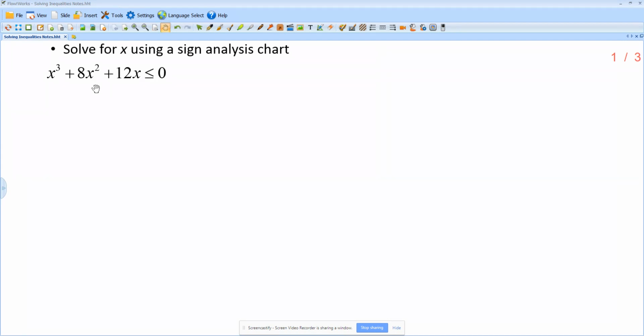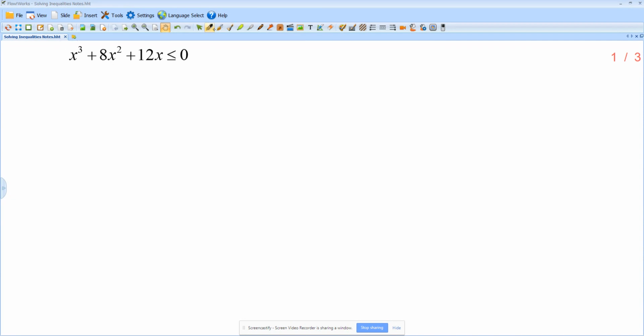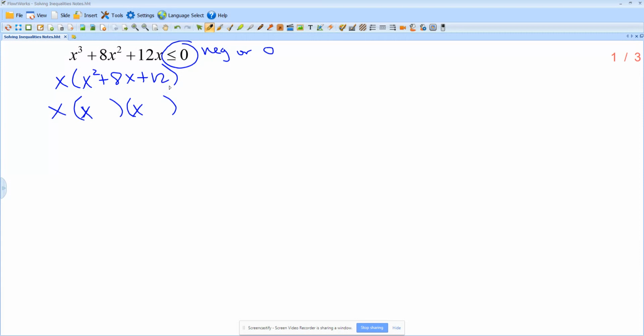x cubed plus 8x squared plus 12x is less than or equal to 0. So first things first, I'm looking for things that are negative or 0. Then I need to factor this. The first thing I realize is from each term, I can take out an x, and I'll be left with x squared plus 8x plus 12. Then this trinomial inside here is factorable. So I have x and x. Numbers that multiply to 12 and add up to 8 would be positive 6 and positive 2.